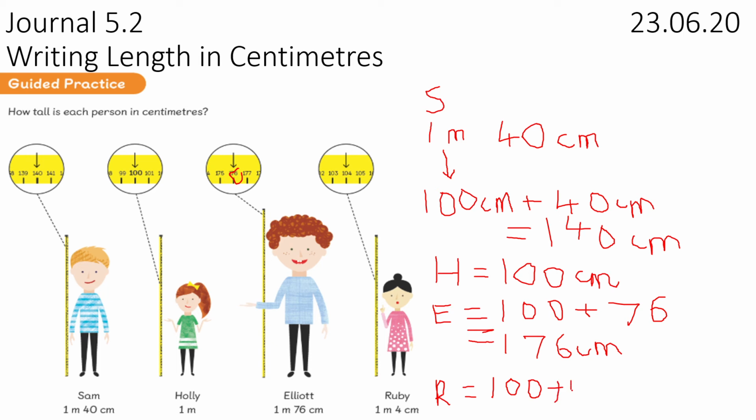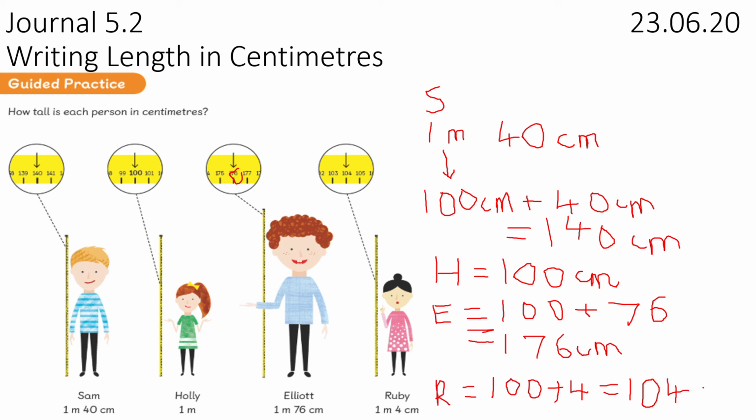Now, they've added Ruby's height in. There's a little bit of a trick. How are you going to write 104? Think very carefully about your place value and where you're going to put this 4. Some people might get confused and put the 4 in the tens, but that 4 is ones. So we need 1 hundred, 0 tens, but we need a placeholder, and 4 ones.